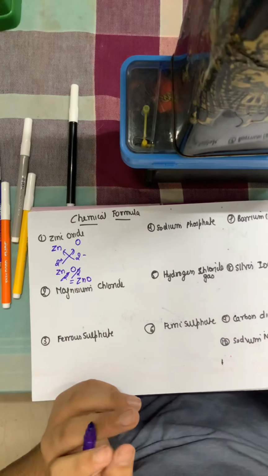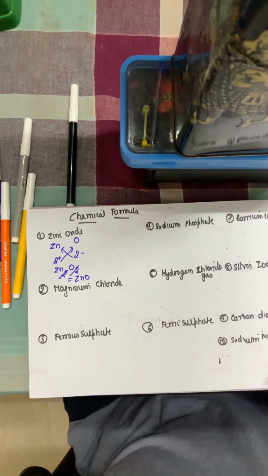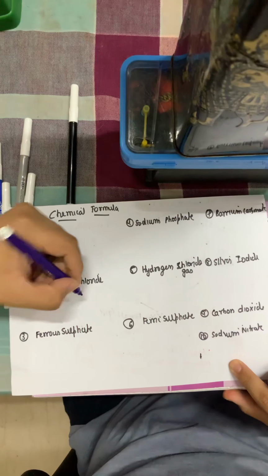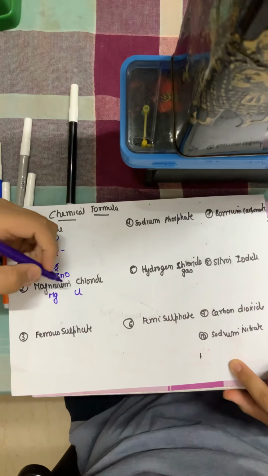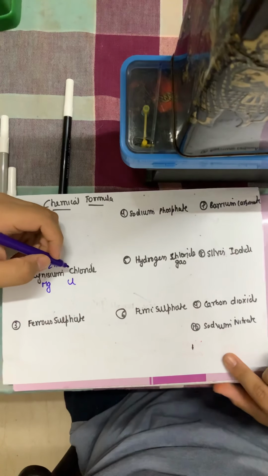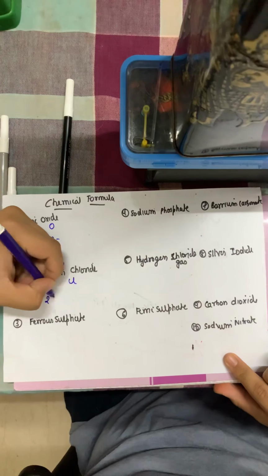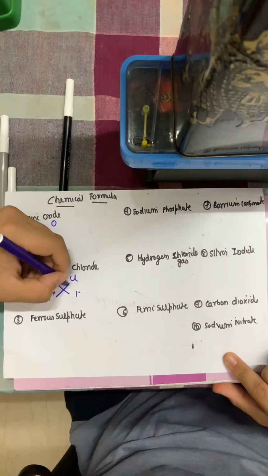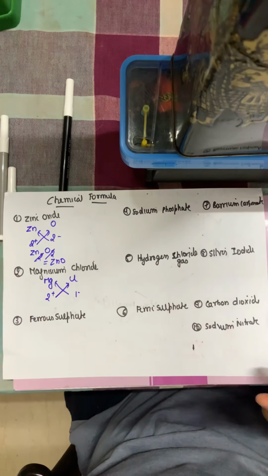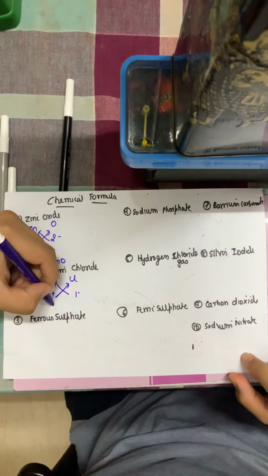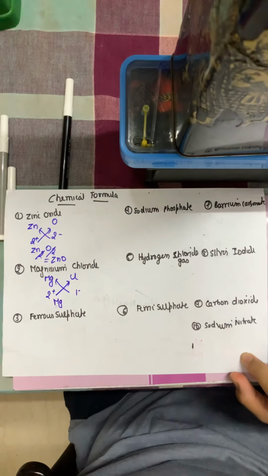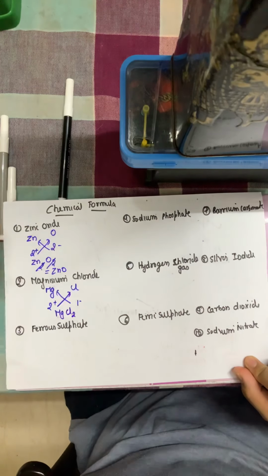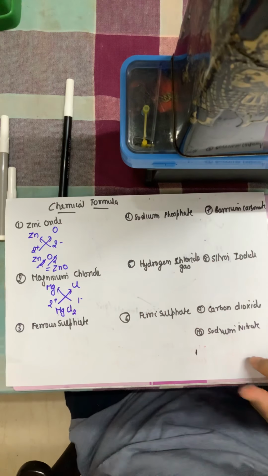Let's see the next formula. Magnesium chloride. Magnesium is Mg, chloride is Cl. Okay, chlorine is Cl. The valency of magnesium is 2 plus, the valency of chlorine is 1 minus. I interchange them. We don't need to write the charges in the chemical formula. This will become Mg1, that means Mg1 need not be written, and MgCl2 is the formula.